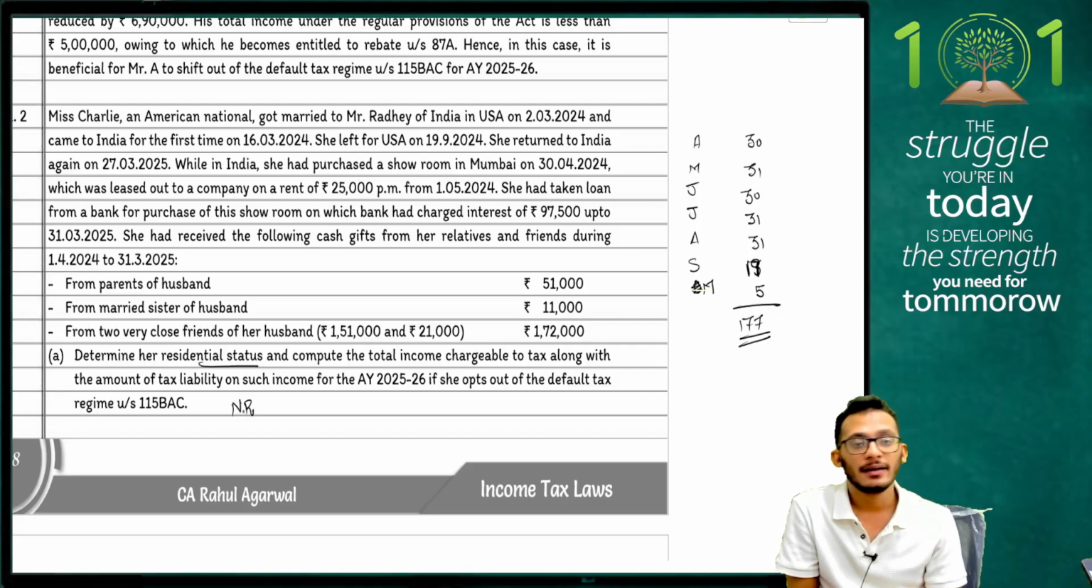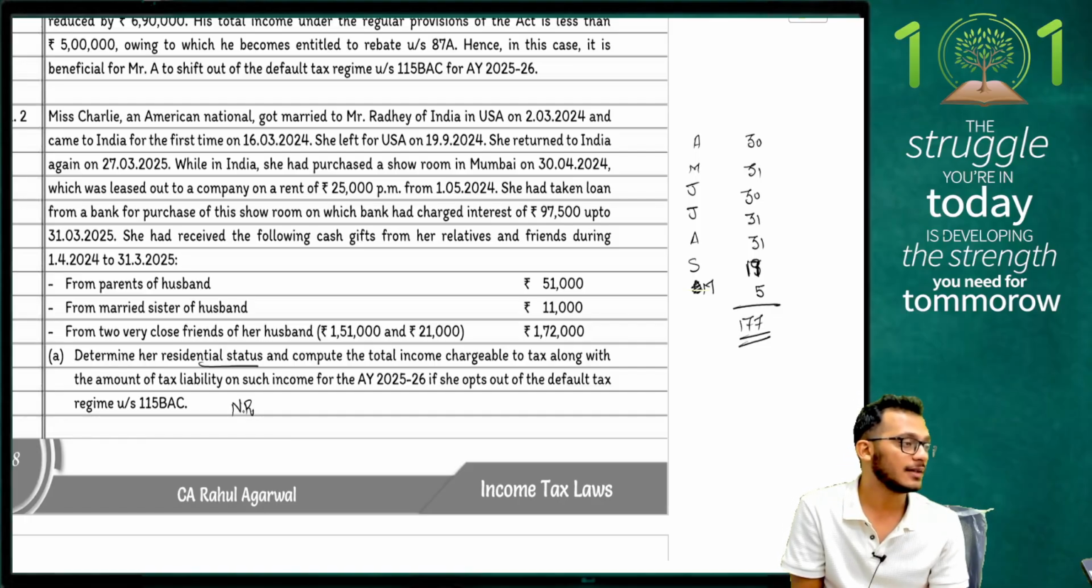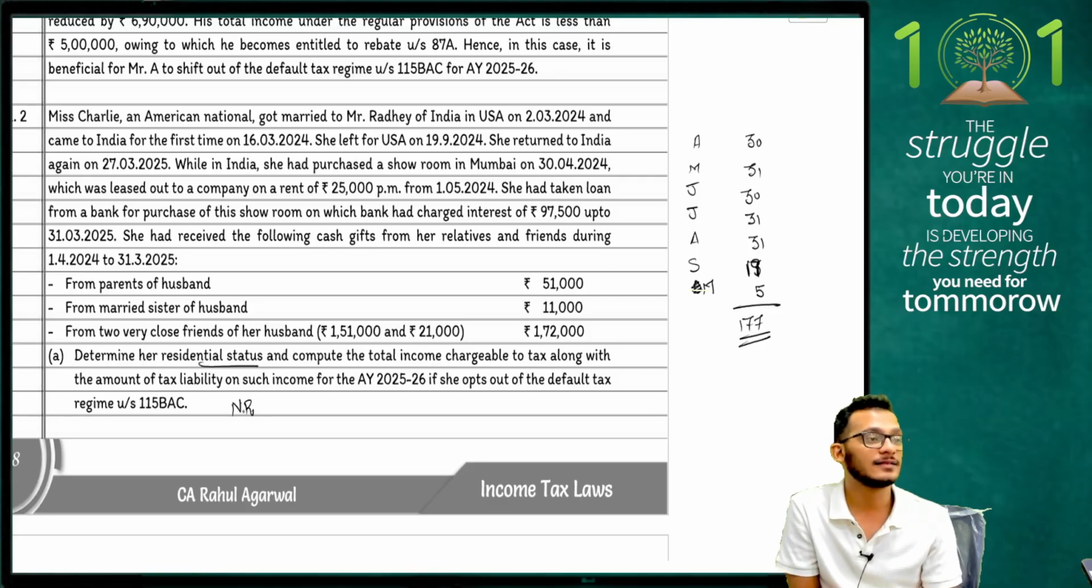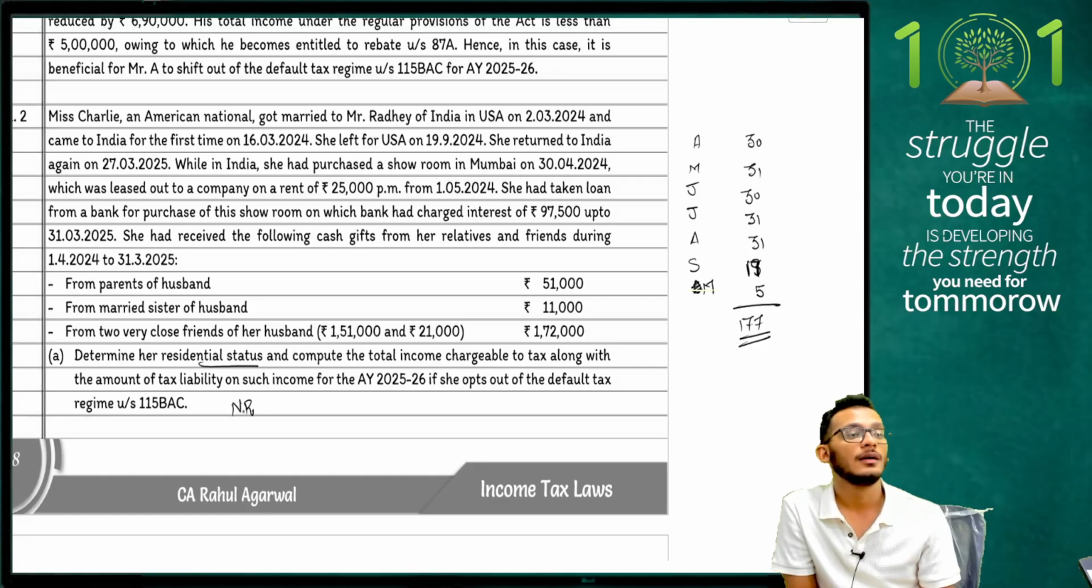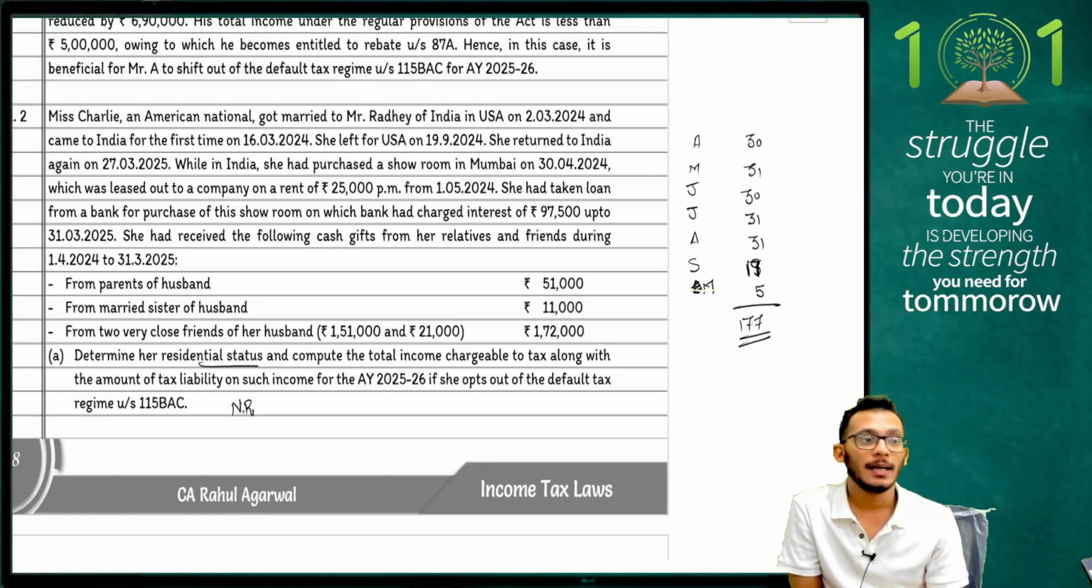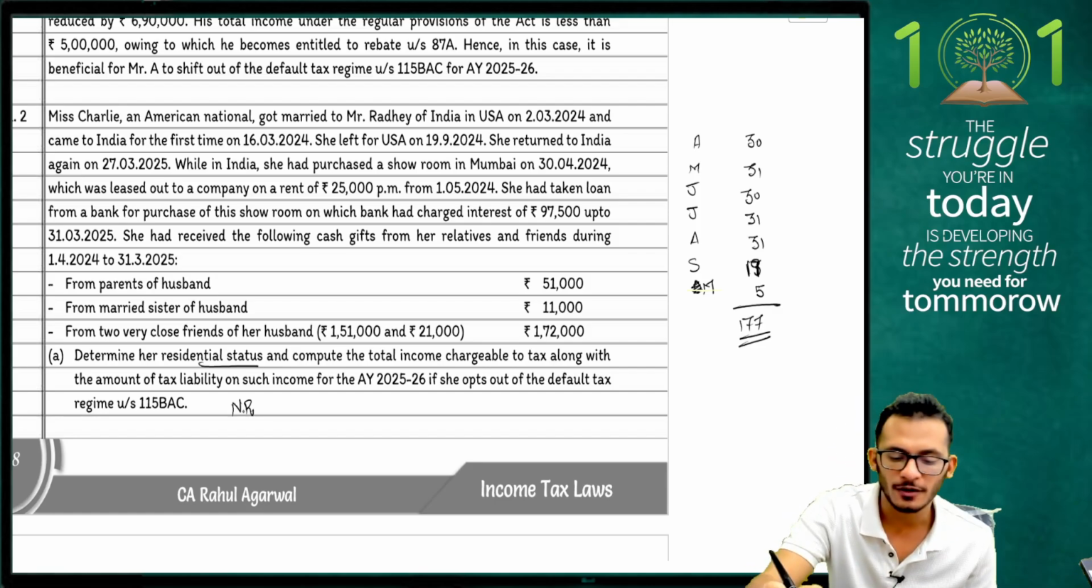Agreed. Now keeping NR in mind is what you need to confirm which one is taxable and which one is not taxable. Looking at the incomes one by one, people. On the top, the first income she has is rent from showroom, 25,000 per month. Taxable, not taxable? Taxable, because showroom is in India, asset is in India, therefore income is also taxable in India.